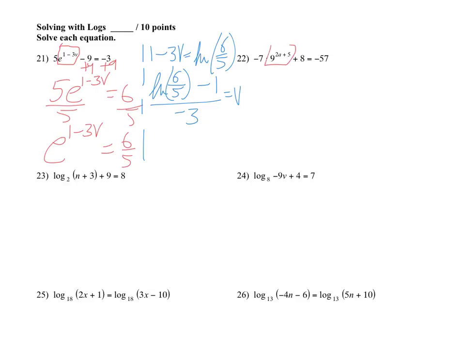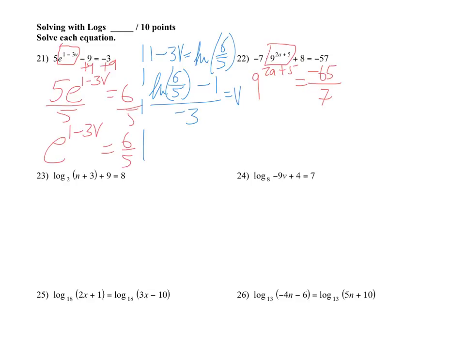Looking at 22. Again, I'm going to get that exponential part by itself first. I'm going to subtract 8, then divide by -7. So if I subtract 8 from this, we end up getting negative 65 over 7. That's equal to 9 to the 2a plus 5. 65 over 7 does not go cleanly, so we're going to leave it as that.